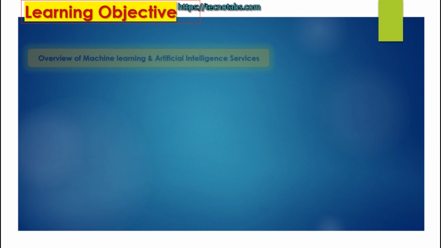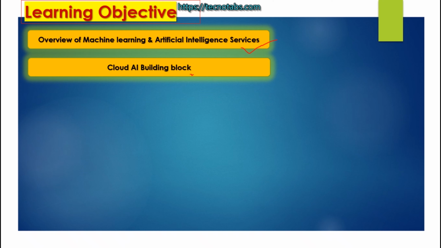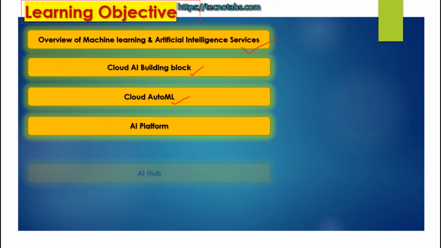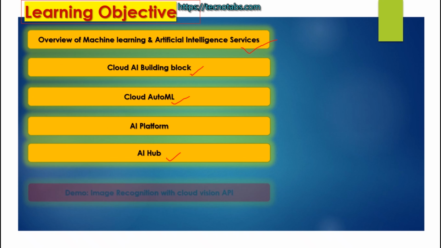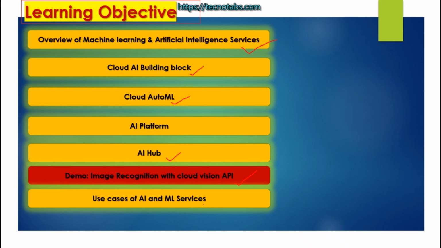So let's have a look at the learning objectives of this video. We are going to start with the overview of machine learning and artificial intelligence services. Then we'll move to Cloud AI building blocks that provide us the APIs for machine learning, and Cloud AutoML that is used as a training platform for machine learning models. Then we'll move to AI Platform, AI Hub, and we'll have a demo around image recognition with Cloud Vision API. And finally, we'll move to the use cases of AI and ML services. So let's get started with the overview of machine learning and artificial intelligence.